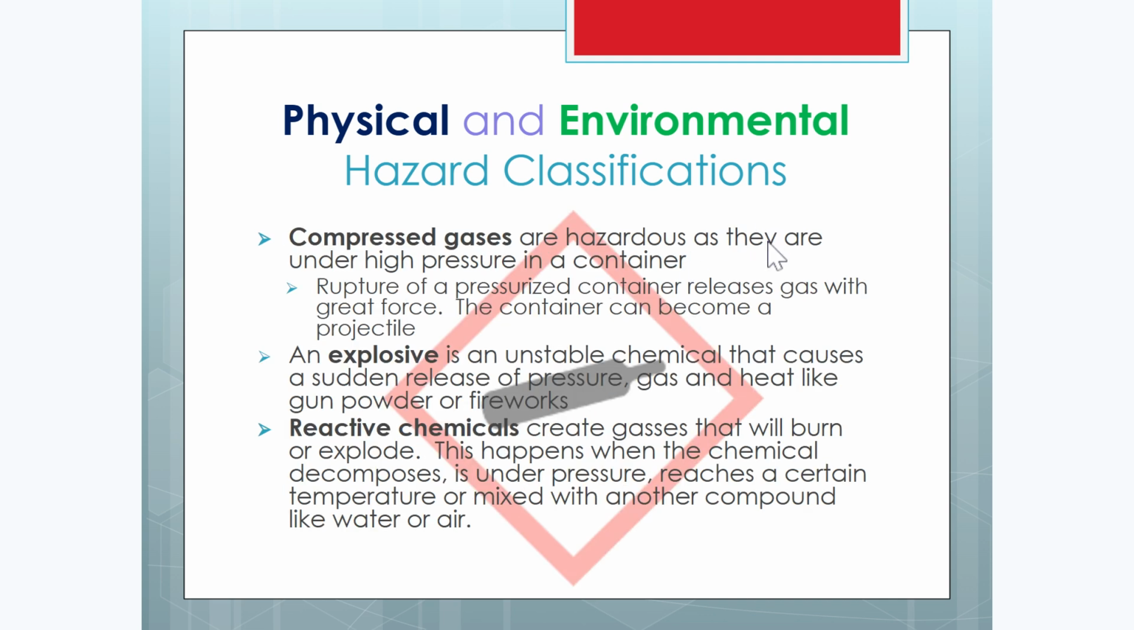Compressed gases are hazardous as they are under high pressure in a container. The rupture of a pressurized container releases gas with great force, and the container can become a projectile. An explosive is an unstable chemical that causes a sudden release of pressure, gas, and heat, like gunpowder or fireworks. Reactive chemicals create gases that will burn or explode. This happens when the chemical decomposes, is under pressure, reaches a certain temperature, or is mixed with another compound like water or air.